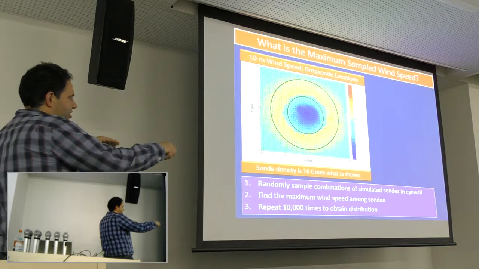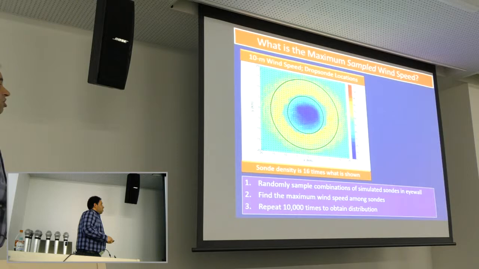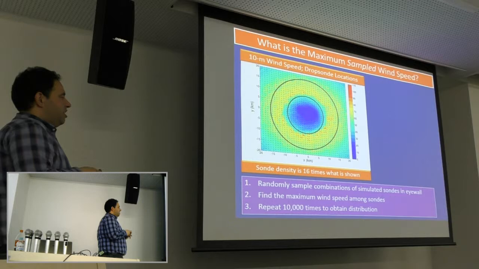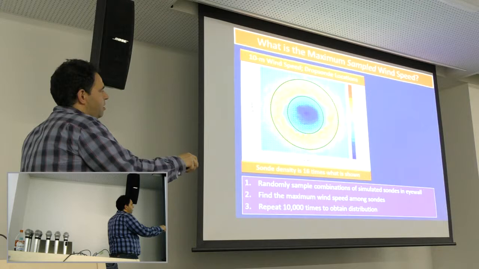And so what I did is I took all the dropsondes in the eyewall region. There's about 10,000 of them. And I randomly sampled combinations of simulated sondes in this eyewall region. So I might sample one sonde, then I'll pick it there, and there, and there, and then just randomly sample it. And I'll find the maximum wind speed among those sondes. So if there's one sonde, I just take the maximum wind speed from that one sonde. If I sample five sondes, I find the peak wind speed among all those five sondes, and that's a single wind speed.